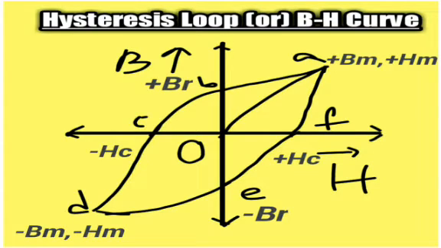In this curve, the magnetic flux density B changes its path from A to B, B to C, C to D, D to E, E to F, and F to A against the magnetic field intensity H. Here we know a magnetic material, that means a core, can absorb energy equal to the hysteresis loop area A, B, C, D, E, F, A. This is the area of the hysteresis loop.